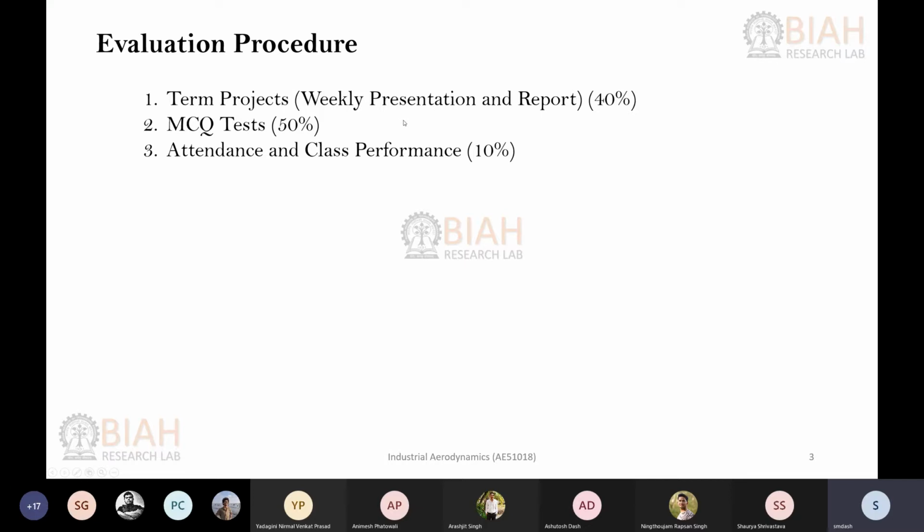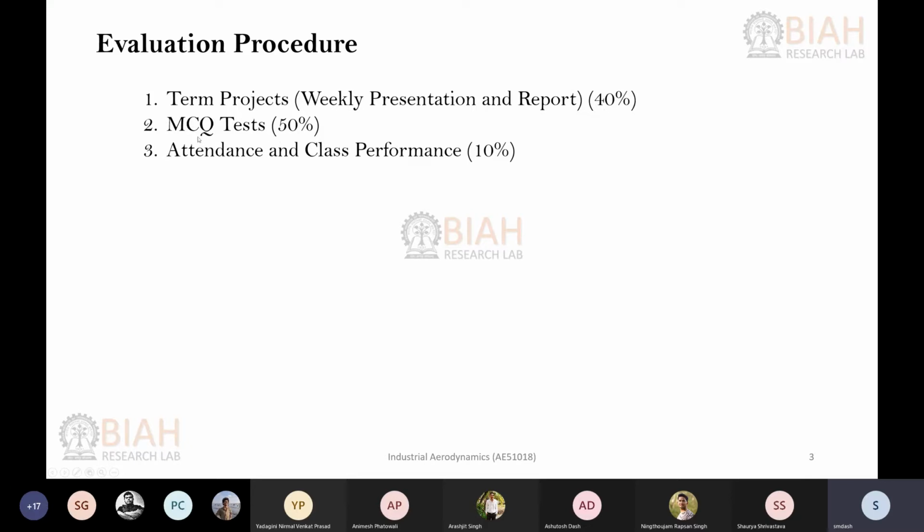So what you have investigated in that particular week, you need to submit as a report. The report should not be very large, within 2 pages, and that will be a group report again. So weekly presentation, a group presentation, and a group report. That will contain 40% of the overall grade.